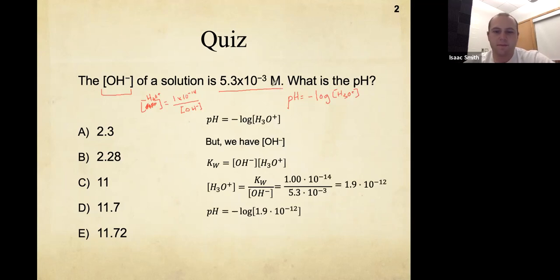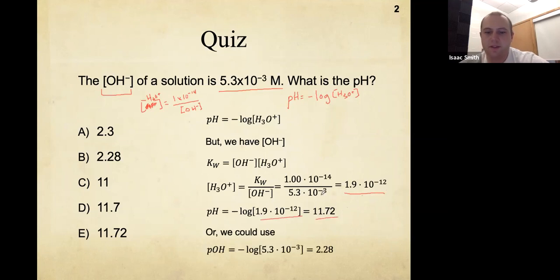There you go, those are all the steps laid out. So we find the hydronium concentration, plug it into this equation, and get 11.72. And the other option is to use pOH. That's just going to be the negative log of the OH concentration. Then you do 14 minus that, and you get the same answer. So whatever way you're most comfortable with at this point.